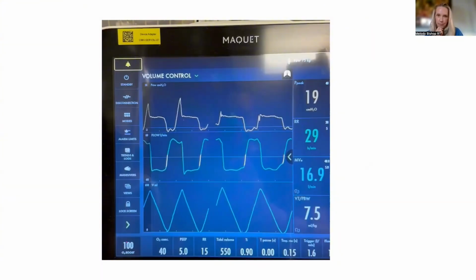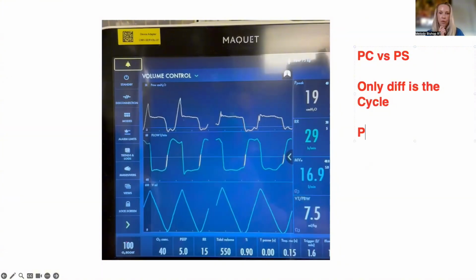So to be direct, Melody, what is the difference between pressure control and pressure support then? Because everyone always tells me that pressure support is just spontaneous and that's all. What is the difference? The only difference between pressure control and pressure support is that pressure support cycles with a flow decay versus pressure control cycles with a set time. But you can absolutely have pressure support act like pressure control if you do not know what you're doing.